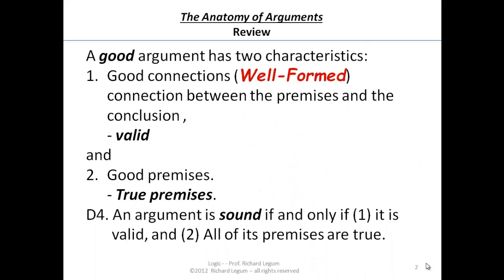Now we saw that a good argument has two characteristics. One, it has a good connection between the premises and the conclusion, which we've called well-formed, because it has to do with the form or the pattern of the argument. So we said it was valid, and good premises. And when we said good, so far we meant true premises, right? So an argument is sound, which is another way of saying good argument, if and only if two things happen. One, it's valid, and secondly, all of its premises are true.